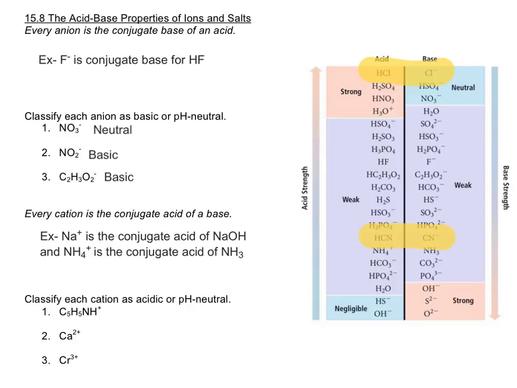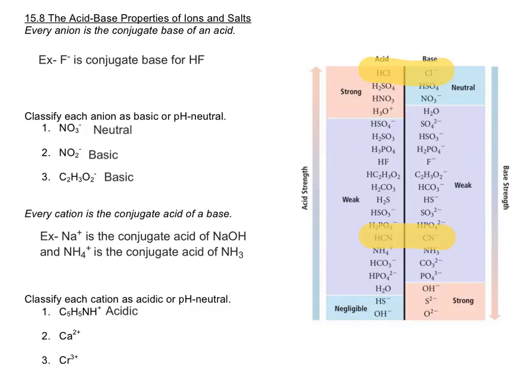Okay, so now if we want to classify each cation as acidic or pH neutral, the first one we have here, C5H5NH+, that one would be the conjugate acid of a weak base because it's a hydrogen attached to a nitrogen, and so that particular conjugate acid would be a good acid, and so that solution would be slightly acidic.